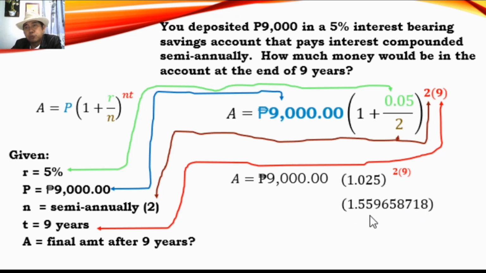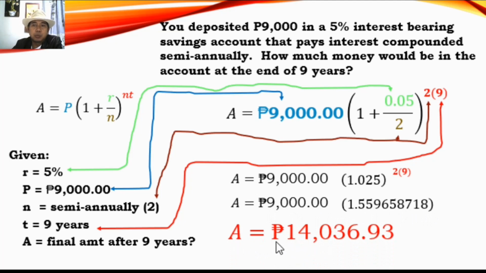Now, in the computation of the compound interest, we have to get all this decimal number. And when you're thinking of rounding it off, we will round off the final answer, because here we are talking of money. Okay, so having said that, this result will be multiplied with 9,000 pesos, and it will give you a final amount of 14,036.93. And this is our final amount.